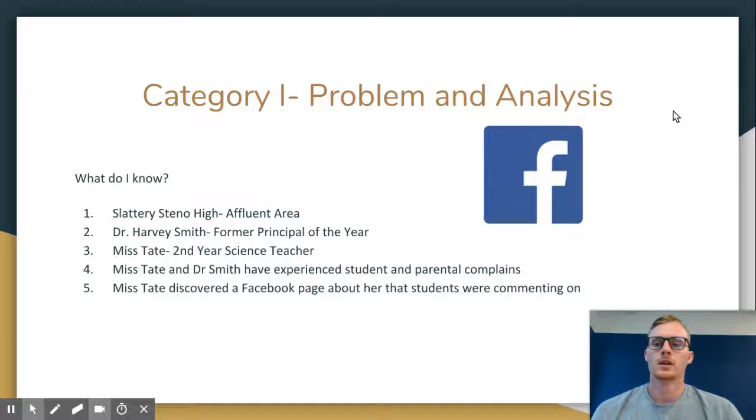What do I know? This is occurring at Slattery Steno High, which is an affluent area. Dr. Harvey Smith was the former principal of the year 2 years ago. He's the principal involved in the situation. Ms. Tate is a second-year science teacher. She teaches the experience science classes such as zoology. Ms. Tate and Dr. Smith have experienced student and parental complaints about Ms. Tate and her expectations in her classroom management.